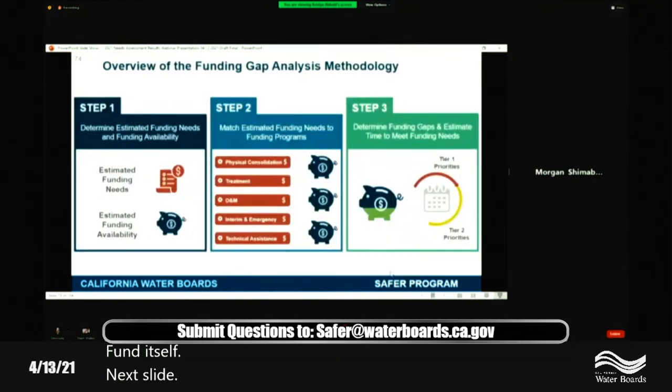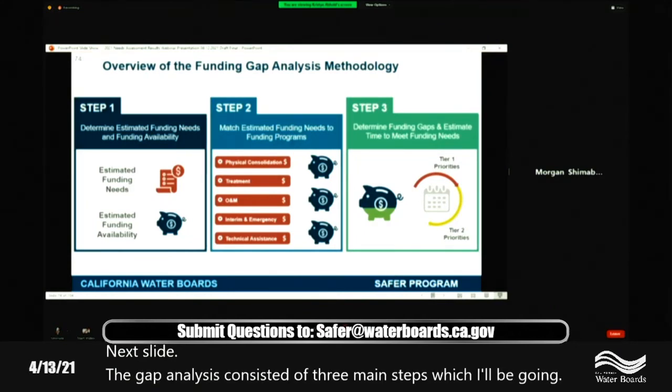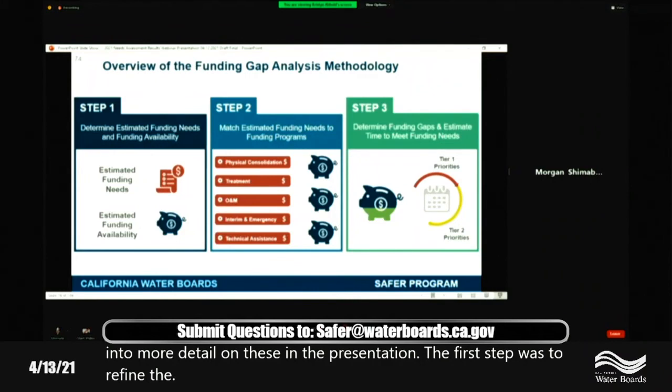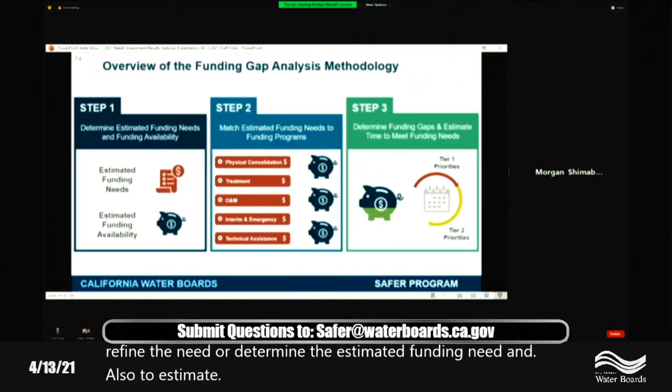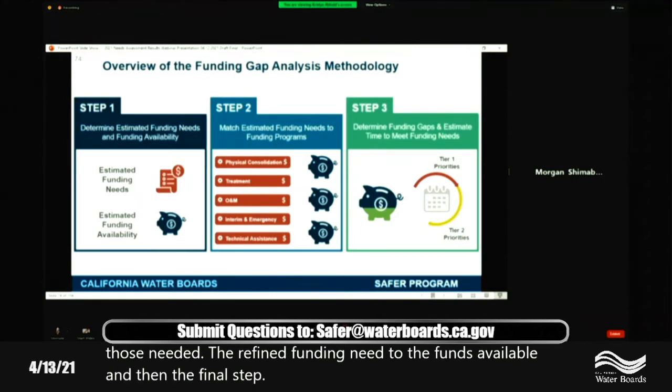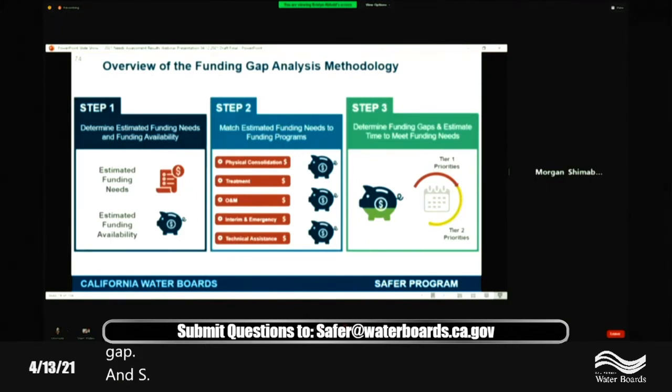The gap analysis consisted of 3 main steps, which I'll be going into more detail on in the presentation. The first step was to refine the need, or determine the estimated funding need, and also to estimate the funds available. The second was to match the refined funding need to the funds available. And then the final step was to calculate the funding gap and estimate the time to meet the funding needs.